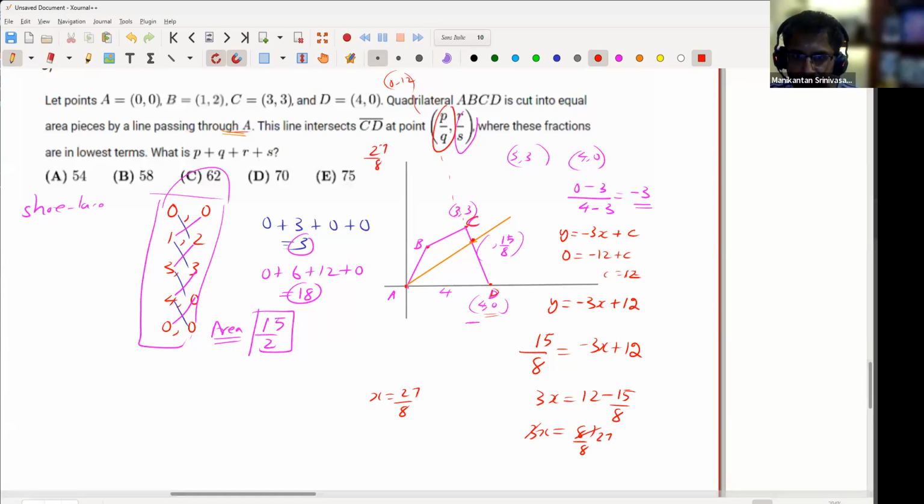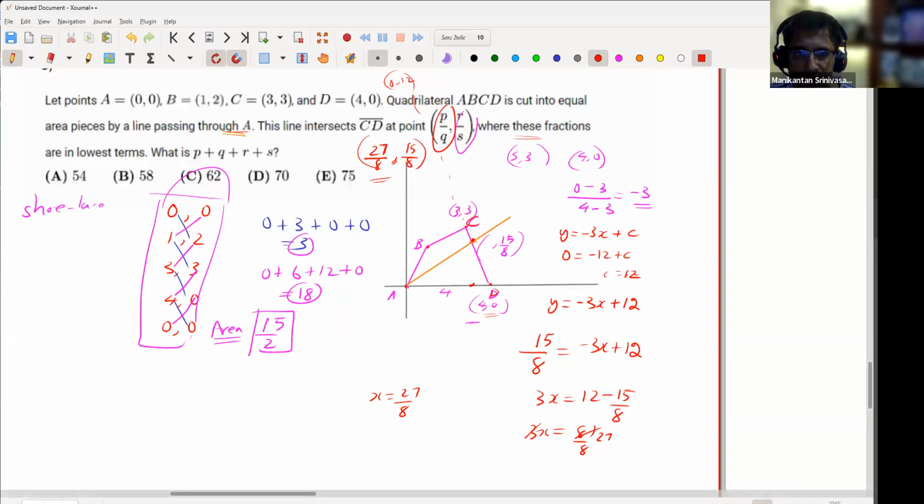Let's roughly see if it makes sense. 27 by 8 is 3.5 roughly. And roughly we have drawn it to scale. It makes sense. The entire thing is 4. It's almost close to 4. So very roughly, it makes sense. 27 by 8, comma, what is the y coordinate? I forgot. 15 by 8. This is the simplified form, right? These fractions are in the lowest terms.